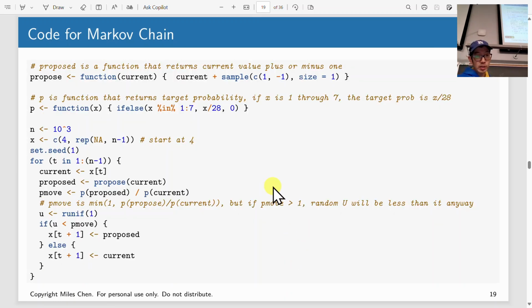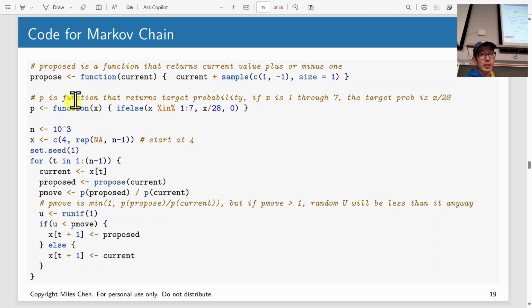This is what our code looks like. I have a function that tells me what value to propose. Given my current value, propose gives us a proposed value. It takes your current value and adds +1 or -1, sampling 1 or -1 with 50% probability. So if I plug in propose 3, it'll return either a 2 or a 4.